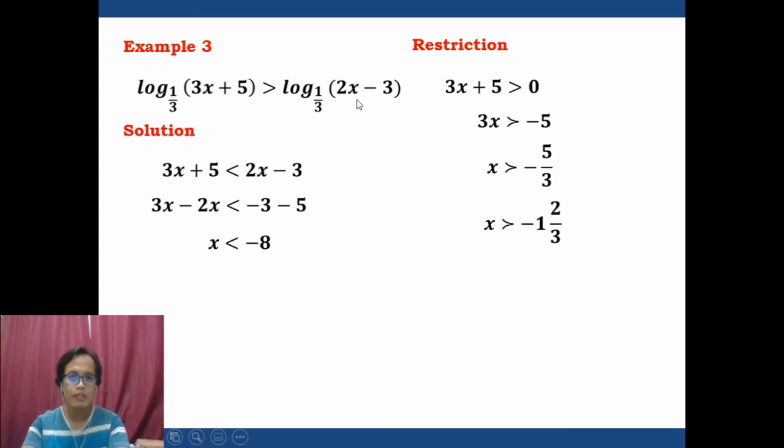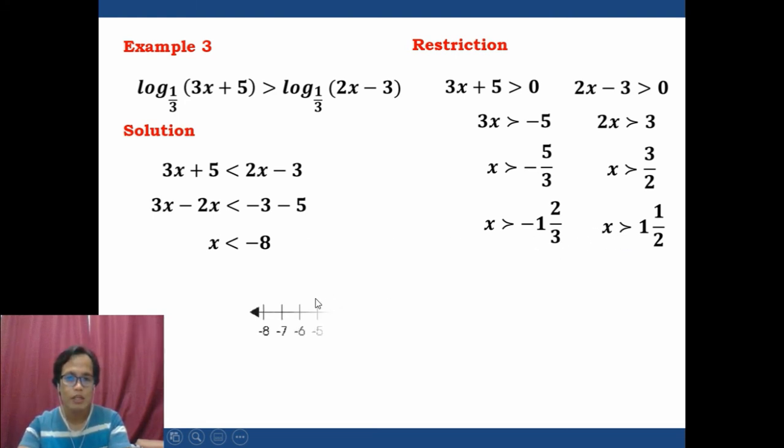Now the second restriction, 2x minus 3. So we can write 2x minus 3 greater than 0. So again, 2x minus 3 must be greater than 0. This time we have negative 3, so we use the addition property. We copy 2x, then 2x is greater than 3. So negative becomes positive by the addition property. And divide both sides by 2. So this becomes x is greater than 3 over 2, which is equal to 1 and 1/2. Now we have three inequalities.